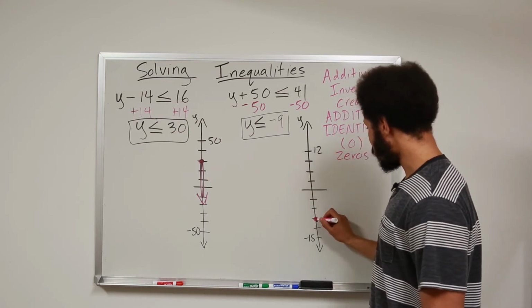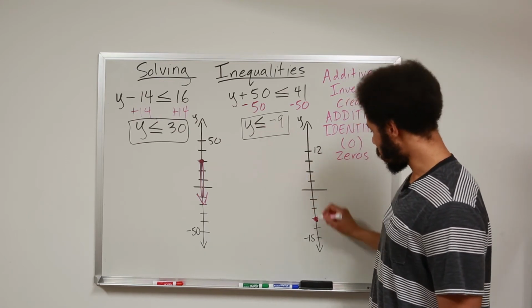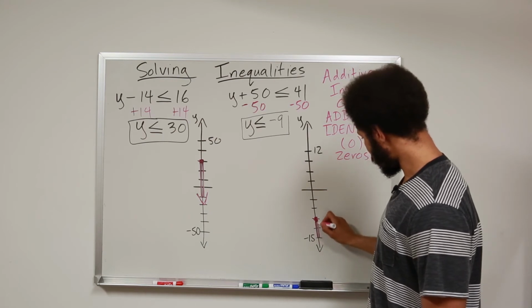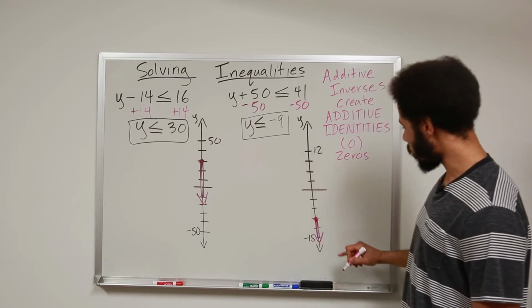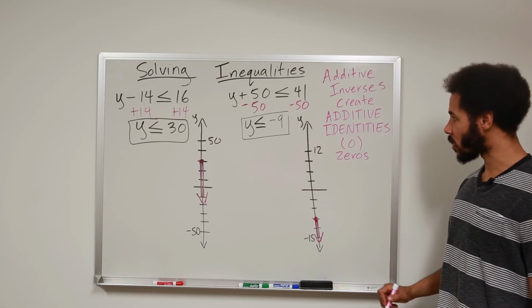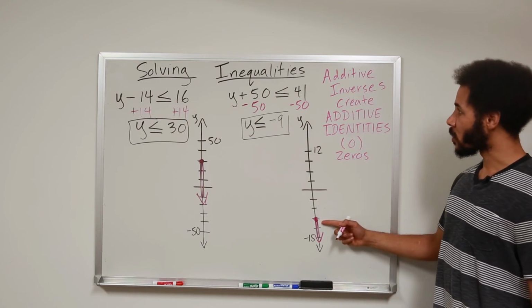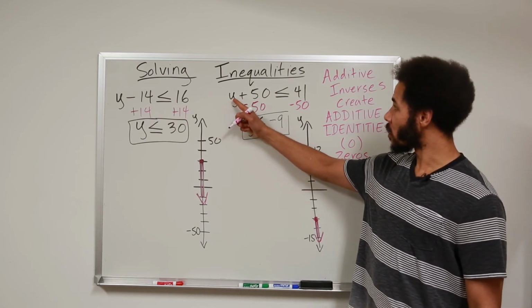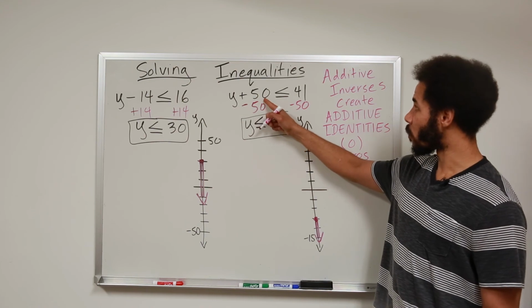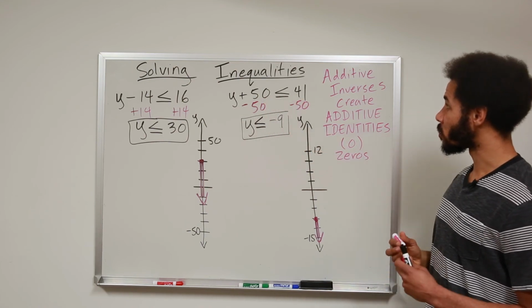It can be equal to negative 9 or less than. So everything less than negative 9 is our solution set. Let's try negative 10 right here. Negative 10 plus 50 is going to be 40, which is less than or equal to 41.